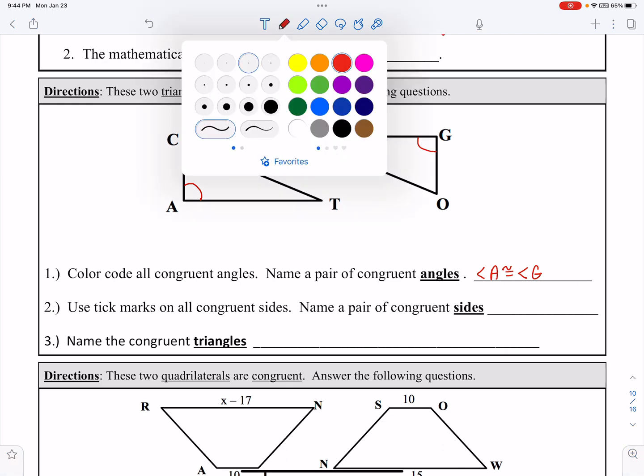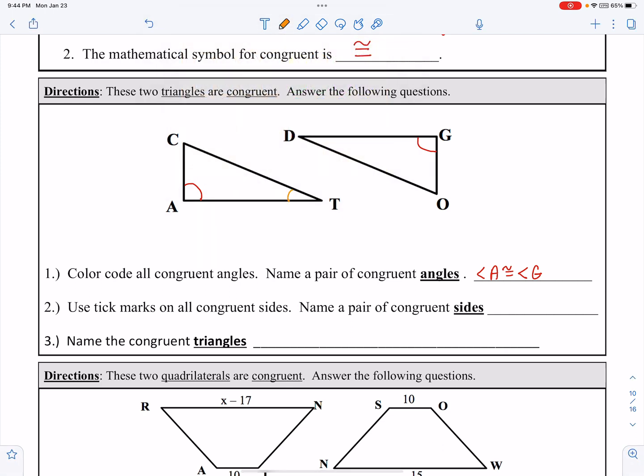Okay, let's color code another angle. So we'll just pick another color. Let's do our T here and our D here. And I'm going to show that these are congruent. I'm going to put two little arcs there to represent that they are the same. And let's go ahead and record them down here. So angle T is congruent to angle D. And then one more color with angle O. I'll do 3 arcs here, is congruent with angle C. And let's go ahead and write that. So angle C is congruent to angle O. Okay, keep it nice and neat.